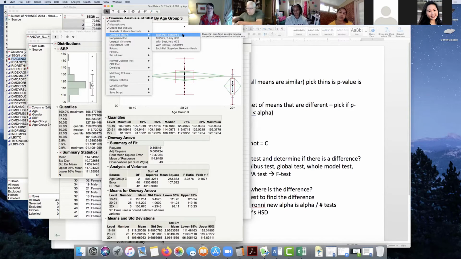The each pair Student's t-test is just going to do an unadjusted t-test, so it's going to make no mind of alpha. So you don't want to do an each pair Student's. You want to do an all pairs Tukey's.